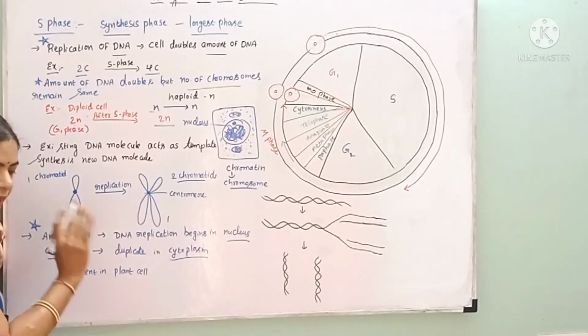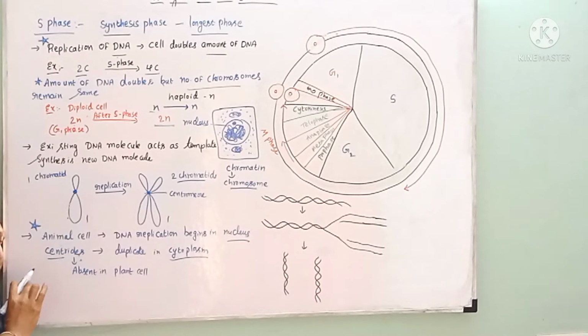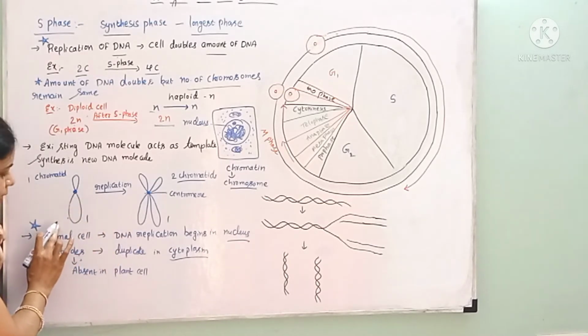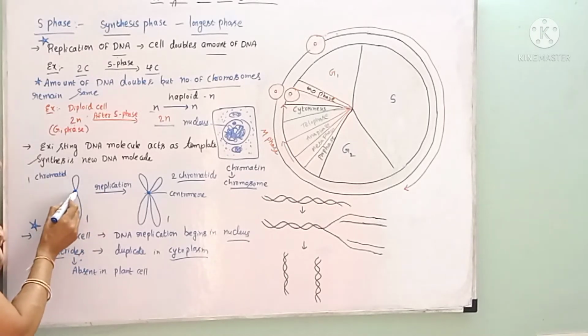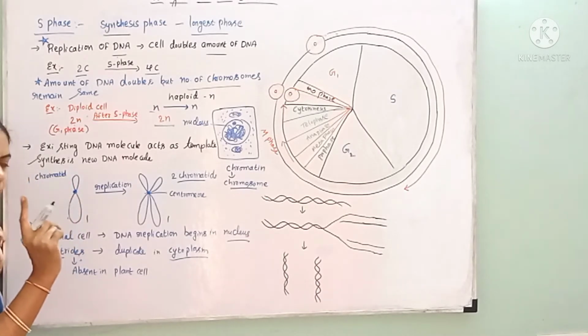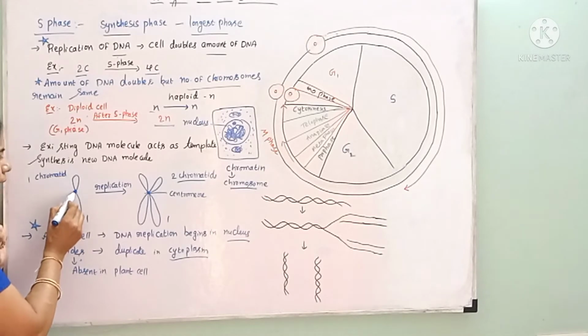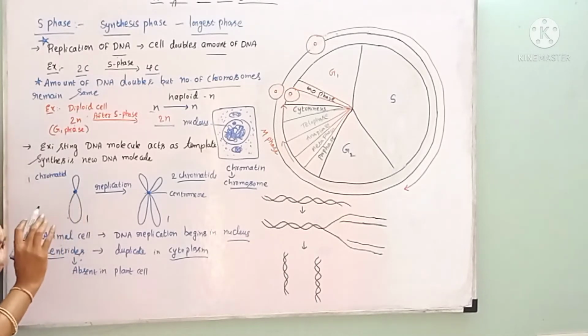So before replication, the chromosome structure will be like this. This is also a chromosome only. Before replication, the structure of the chromosome will be like this. This is called a chromatid. At the center, the chromatid has only one arm. One arm of the chromosome is called a chromatid. At the center, it has a centromere.